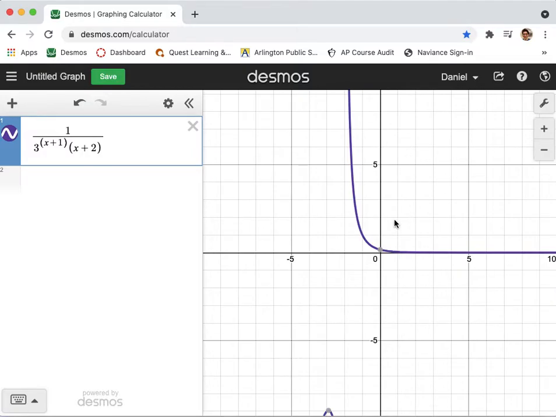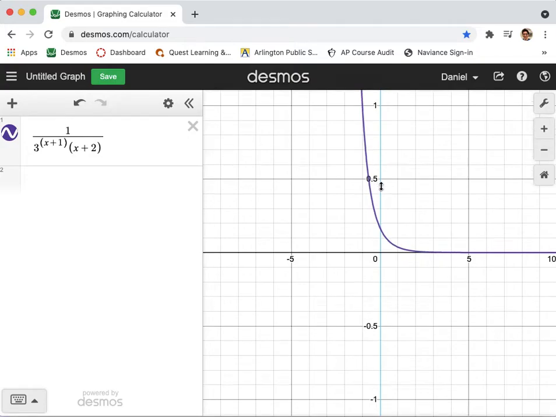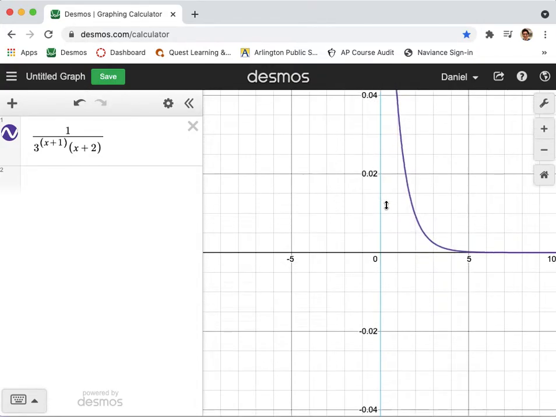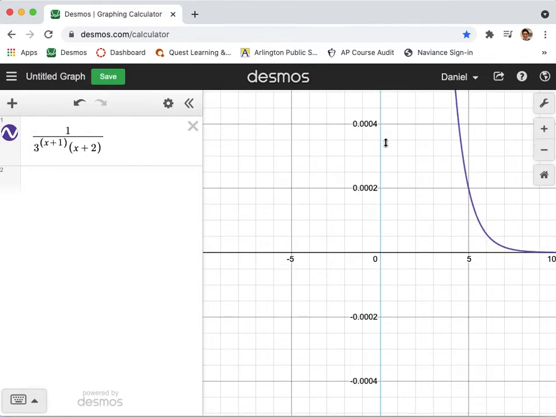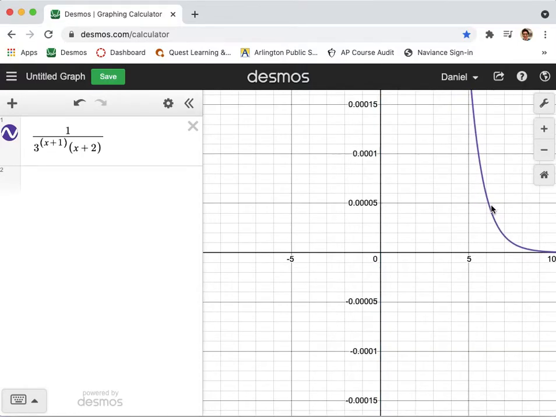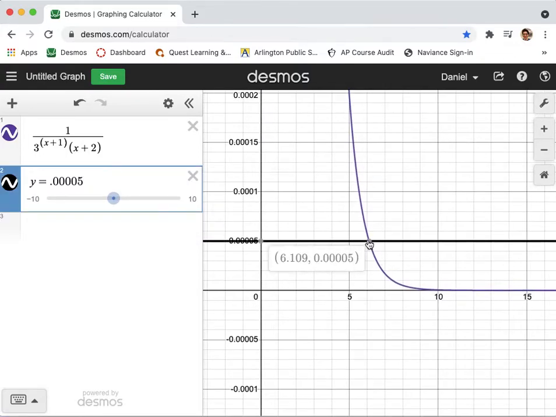And what I want to know is when is this less than 0.00005? Now, obviously, I don't need my y-axis to go all the way up to 5. So I'm going to zoom in here using that shift button to zoom in just one direction at a time. And I want to know when it's less than 0.00005. That's 4 zeros and a 5. So like right in there. So it's right there. If I want to know exactly what that is, I will just graph the line y equals 0.00005 and look for this intersection. It happens right here when n is 6.109.